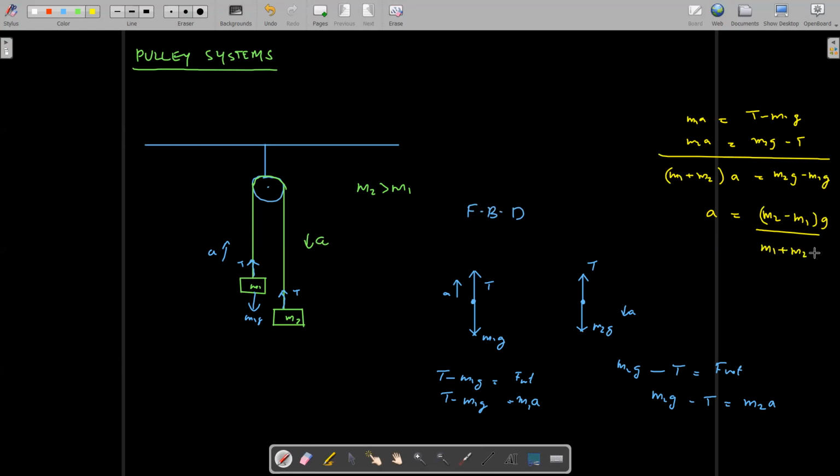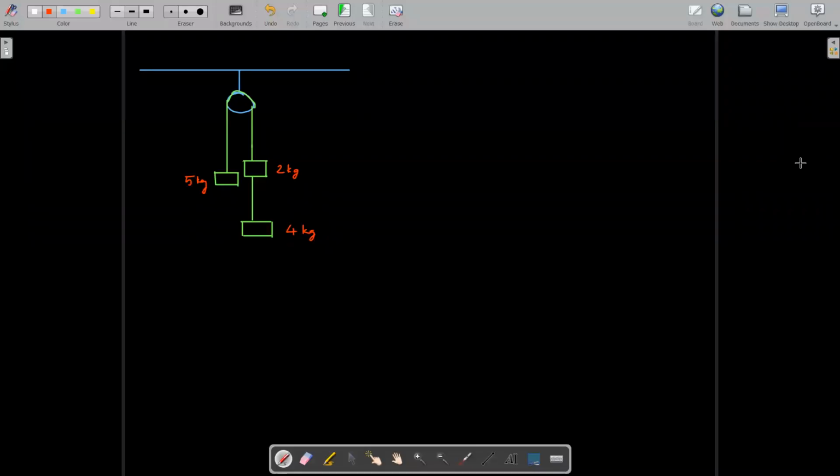So this is how we find out the acceleration. And if we are to find out the tension, we can simply substitute the value of acceleration in either of these equations and find it out. So that's how this problem can be solved. This is another similar problem which you can try at home.